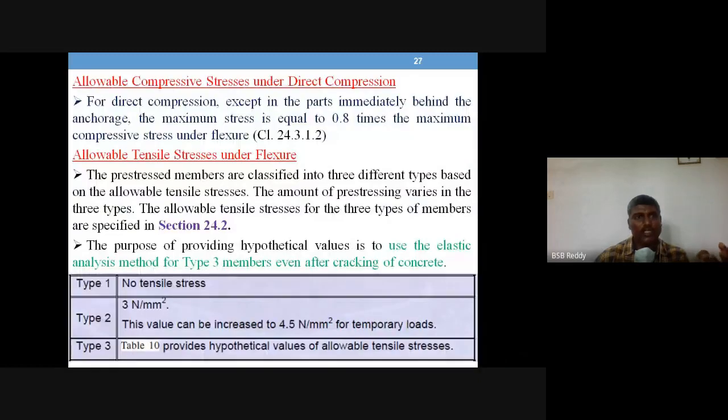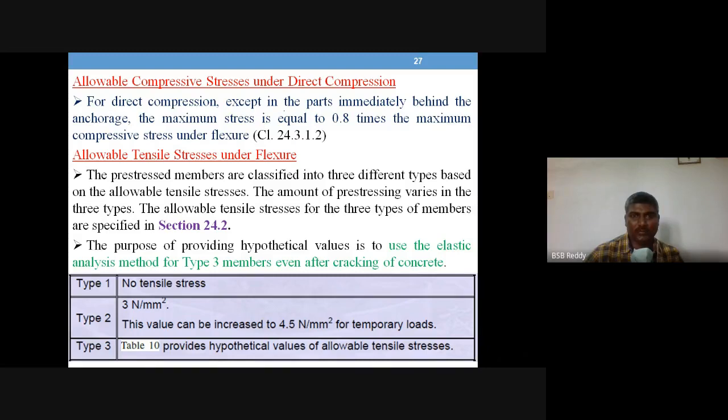Right. So that was flexural compression, which we have been talking about. Now we will talk about allowable compressive stresses under direct compression, where direct compression is mostly by the pre-stress only, or else a column member which is under direct compression.